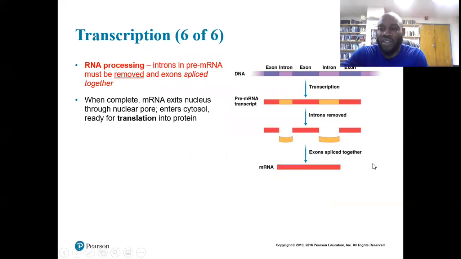We have this process of RNA processing. Introns in pre-mRNA must be removed, exons spliced together. Now, when that happens, we can exit the nuclear pores and we're ready for translation, right?